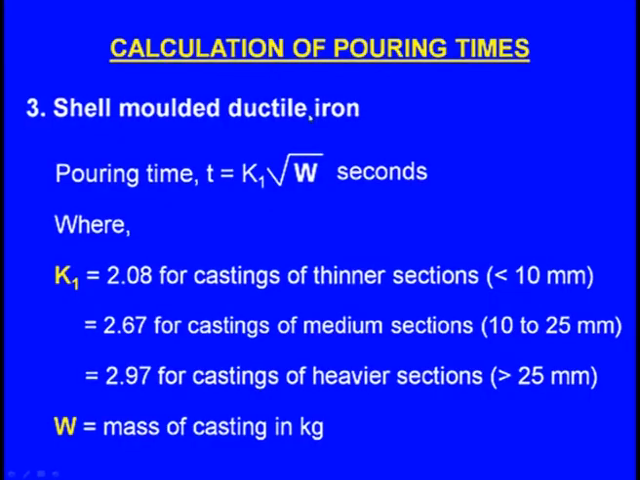Next one, shell molded ductile iron. Now, how to calculate the pouring time? Pouring time t is equal to K1 root of W seconds, where K1 is equal to 2.08 for castings of thinner sections, when the thickness is less than 10 millimeters. It is equal to 2.67 for castings of medium sections, when the thickness is between 10 to 25 mm. It is equal to 2.97 for castings of heavier sections, when the thickness is more than 25 millimeters, and W is the mass of the casting in kilograms.